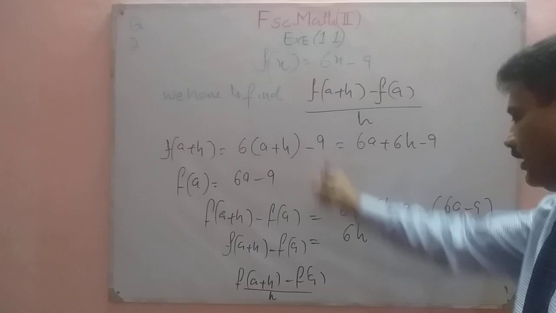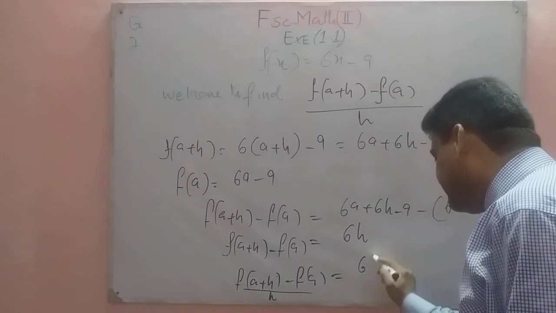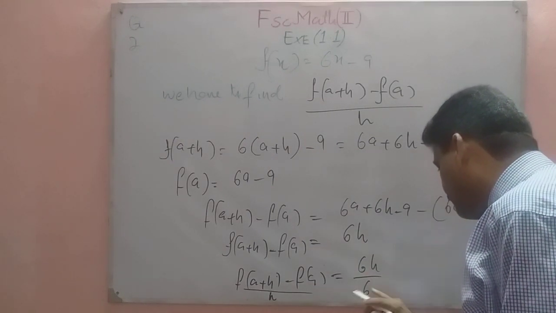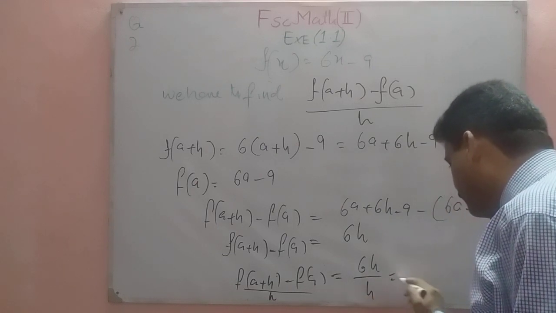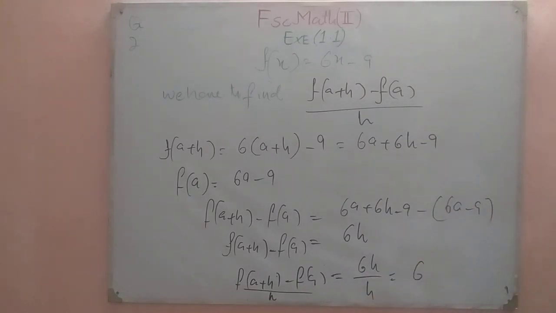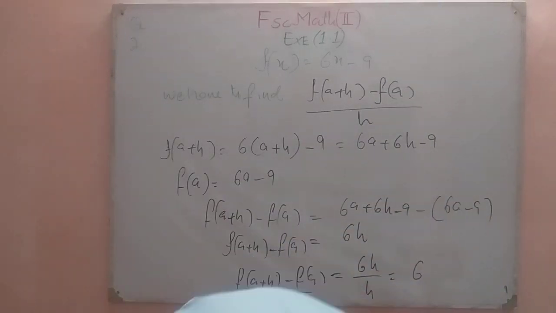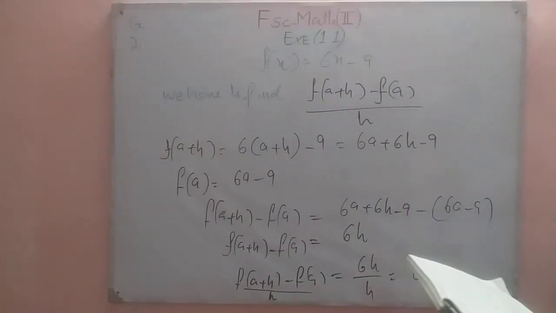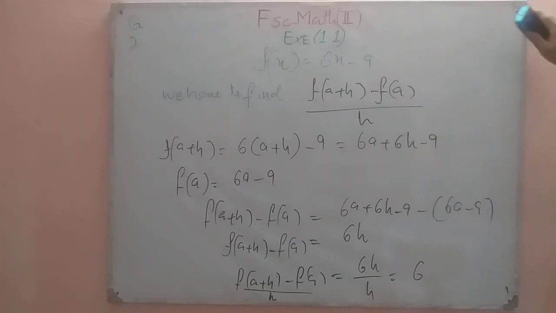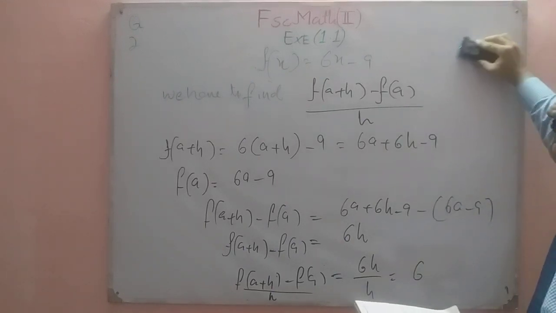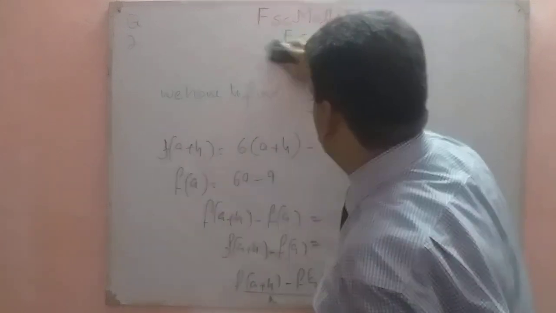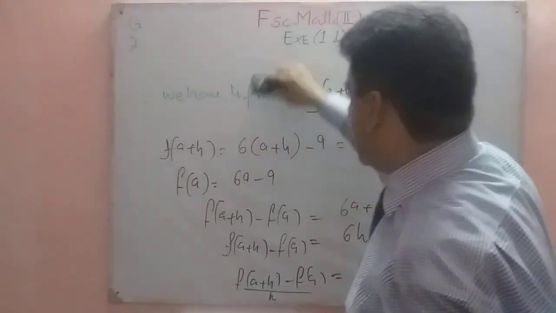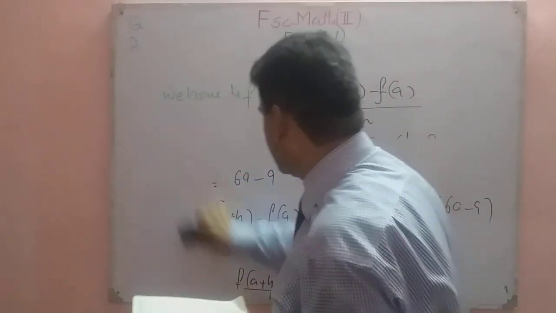We have to divide by h on both sides. We will get 6. The value of (f(a+h) - f(a))/h will be equal to 6. In the second part of the second question, the function is f(x) = sin x.